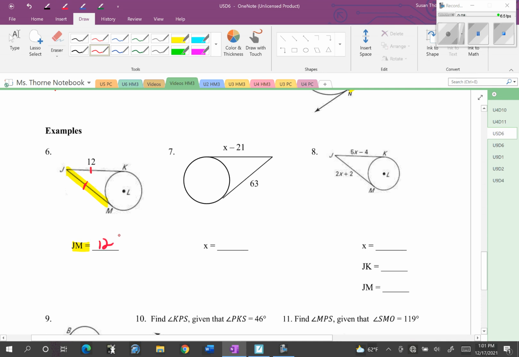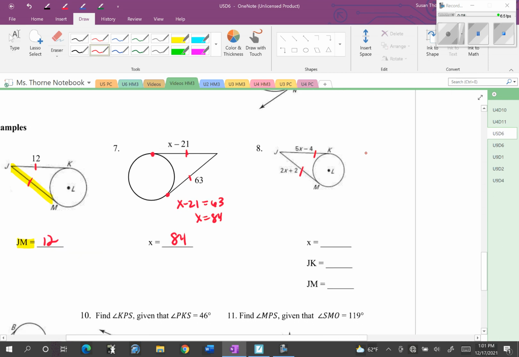Looking at question 7, same thing. So these would be the tangent lines, and it's a little off on the circle, but they should be hitting there and there. So that means that these two lengths from the point of tangent T to the point where they intersect are equal. So we set x minus 21 equal to 63 and solve. And then for the next one, same thing. These should be equal. So we are going to set those equal and solve. So we have 5x minus 4 equals 2x plus 2. So we want to combine our like terms.